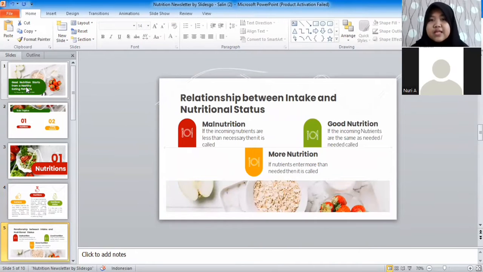Next, the relationship between intake and nutritional status. Number 1 is malnutrition. If the incoming nutrients are less than required, then it is called undernutrition. If the incoming nutrients are the same as needed, it is called good nutrition. If nutrients enter more than needed, then it is called overnutrition.